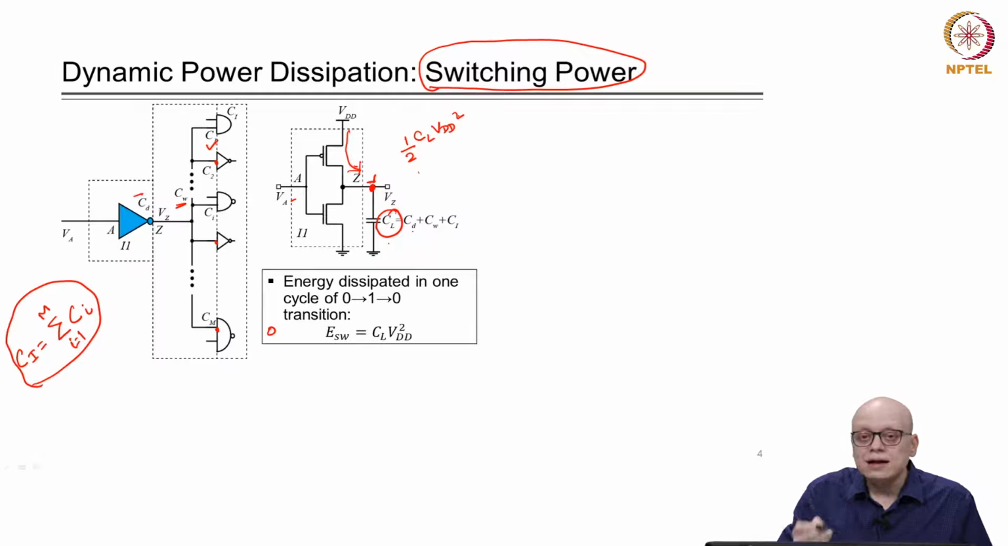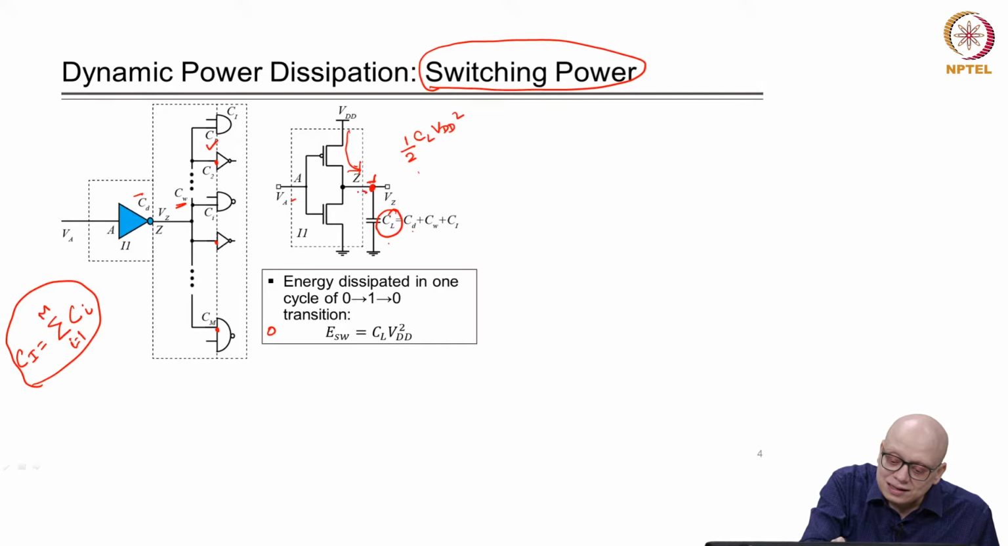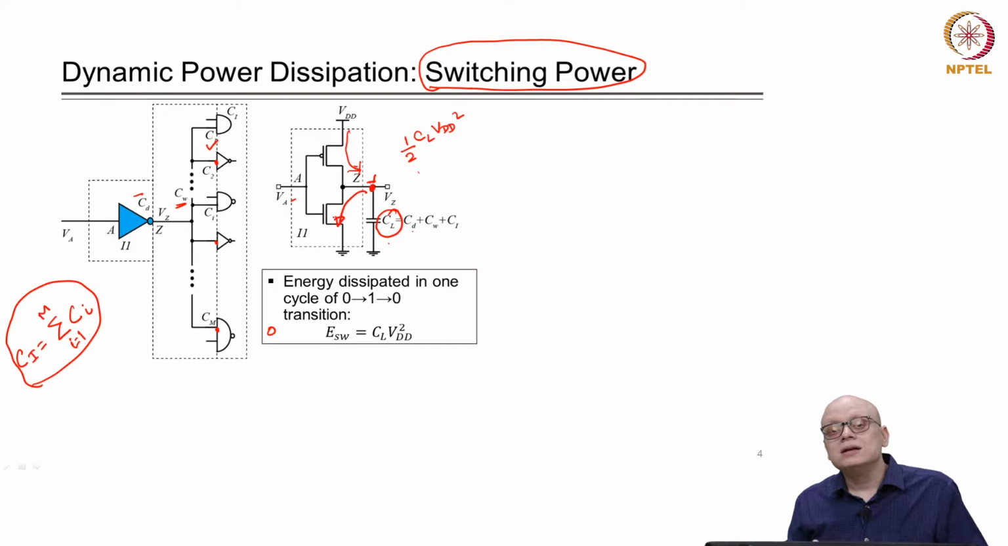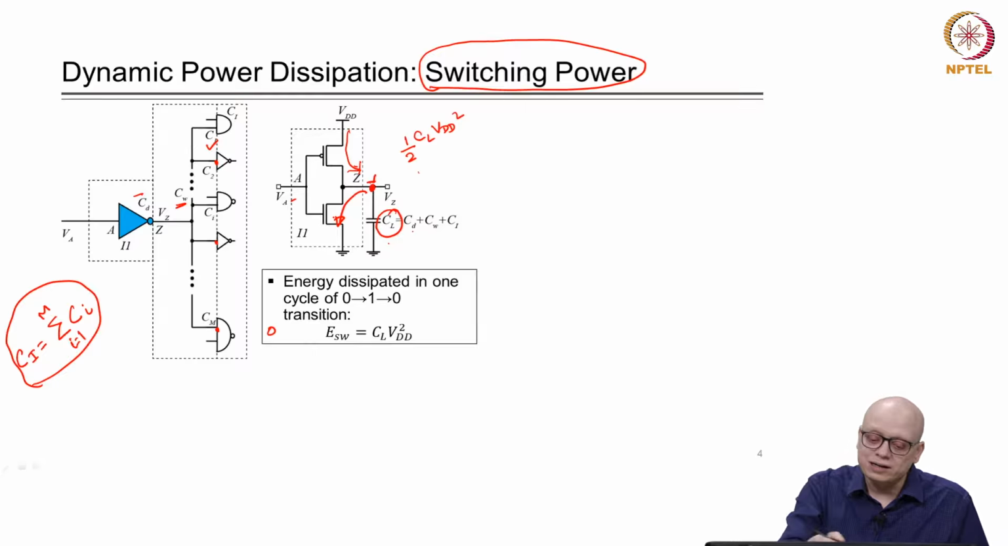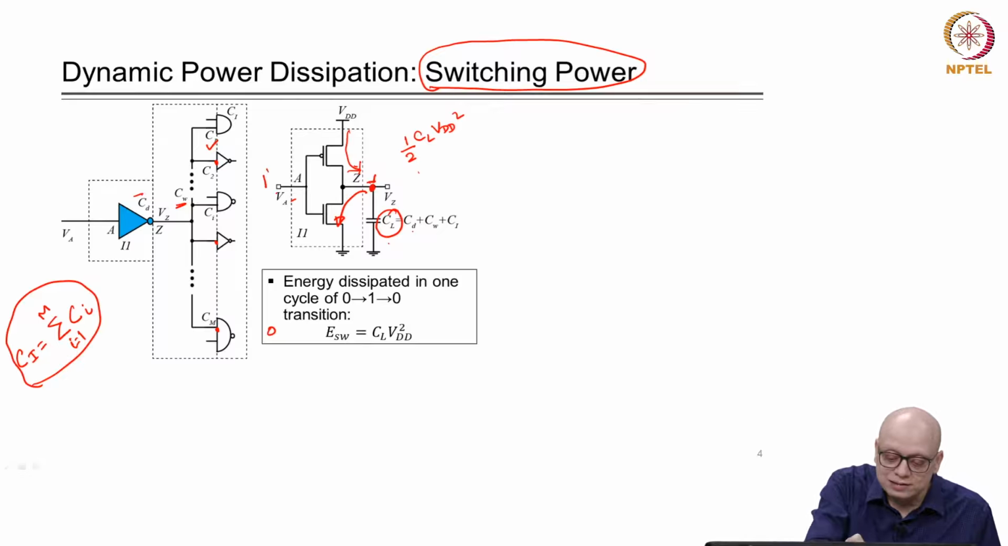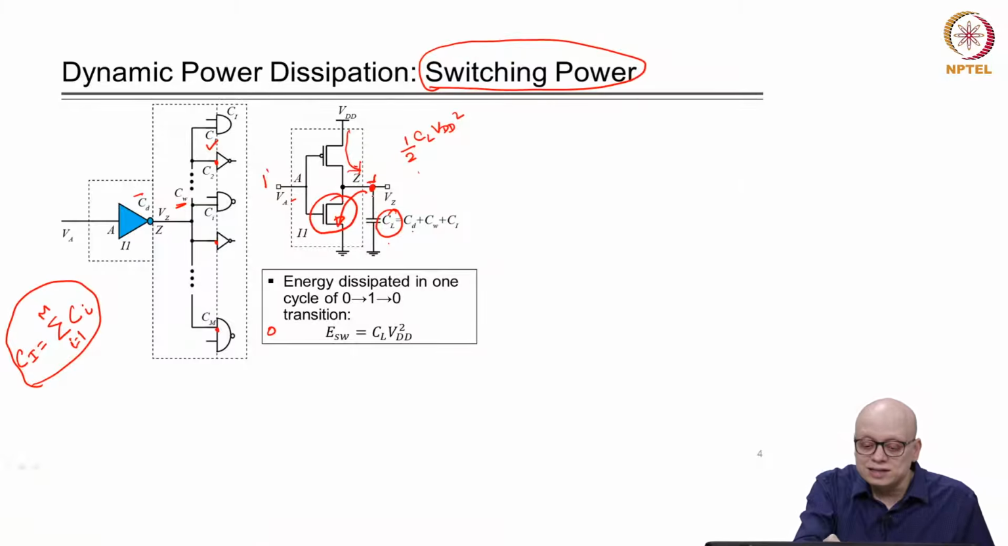square, right. And in the next cycle, when the transition happens from 1 to 0, this stored energy in the load CL gets dissipated through the NMOS. Whenever the input is 1, the NMOS gets switched on, right. So, there is a path from Vz to the ground, and through that path, whatever the charge is on CL, that will be dissipated.